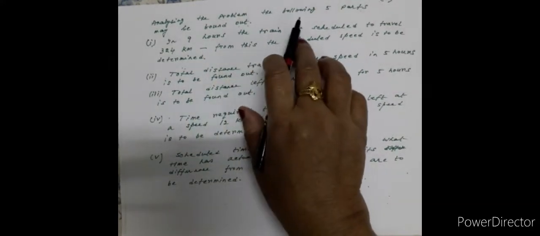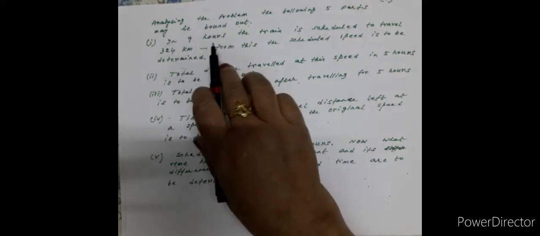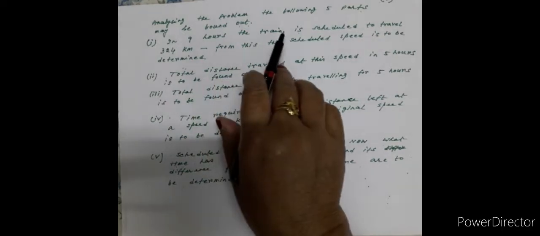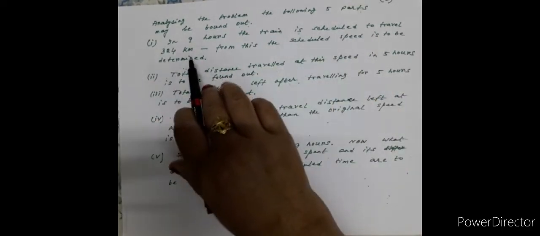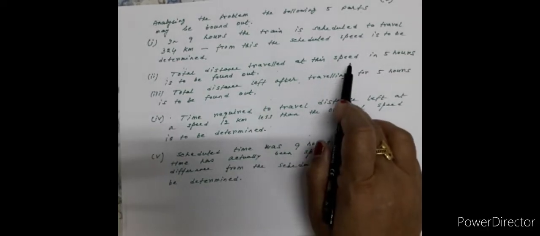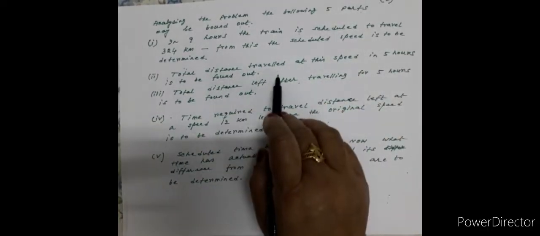So to solve this problem, we have to analyze the sum clearly. Analyzing the problem, the following five parts may be found out. Number 1, in 9 hours, the train is scheduled to travel 324 km. From this, the scheduled speed is to be determined. Now, already I have given you the formula. Number 2, total distance travelled at this speed in 5 hours is to be found out.